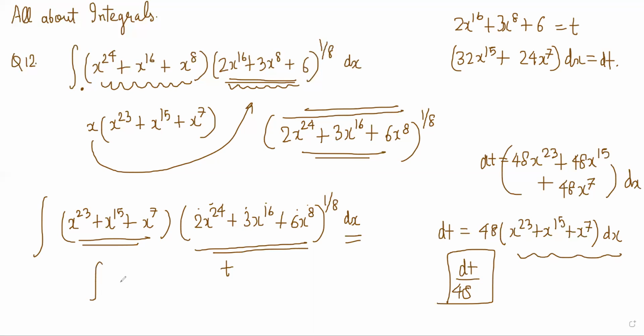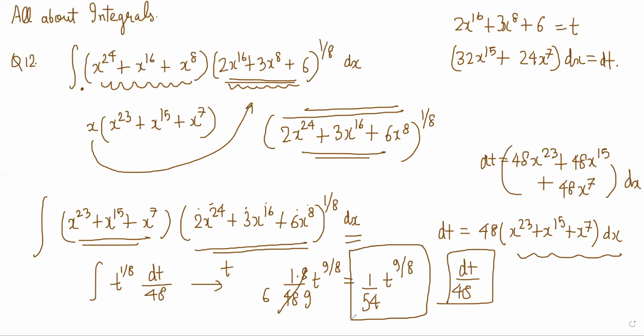So we can write this integral now as t power 1 by 8 and dt by 48, which is easily integrable. It will be 1 by 48 t power 9 by 8 by 9 by 8. So 8 by 9, which is basically going to be 1 by 54 t power 9 by 8. And you put back your t, you get the answer. T was equal to this quantity, right?